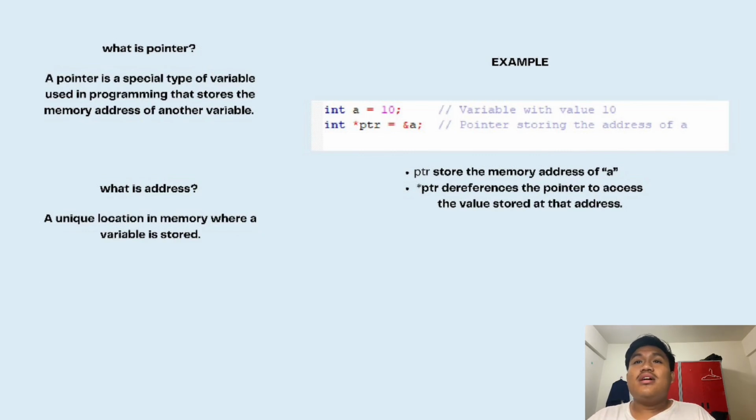For example, we can see here int a equal to 10, int star ptr, meaning pointer, equal to &a. It means ptr stores the memory address of a, and the dereference star ptr dereferences the pointer to access the value stored at the address. Okay, next slide.